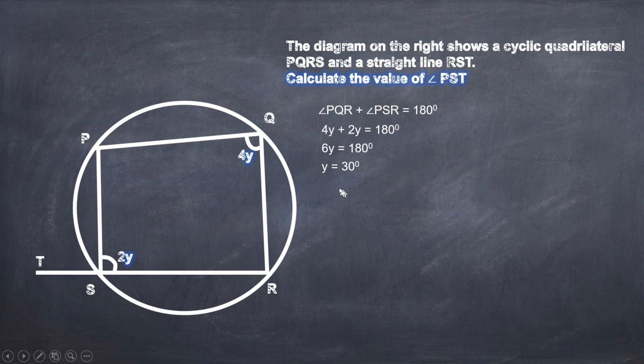Therefore, we need to find the value of angle PQR, because angle PQR is equal to angle PST. So we need to calculate angle PQR. PQR is equal to 4y, 4 multiplied by 30 degrees. So angle PST is equal to 120 degrees. Alright, next.